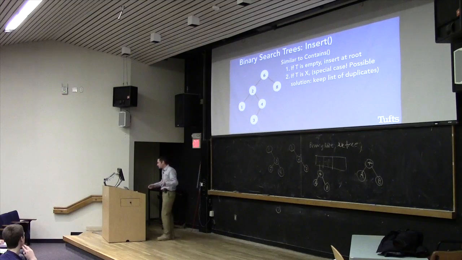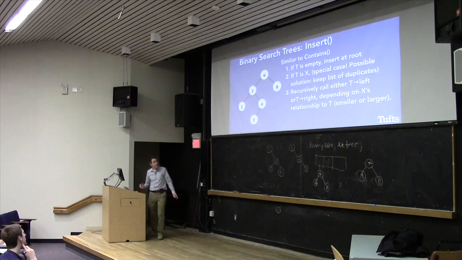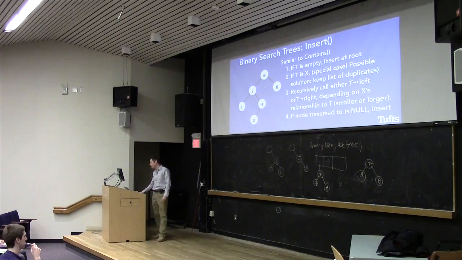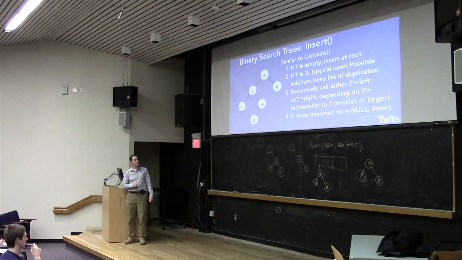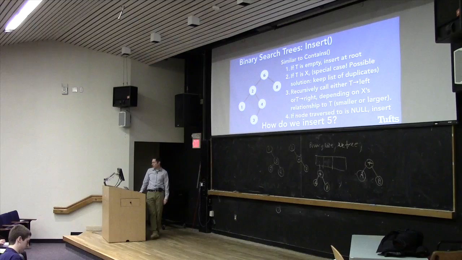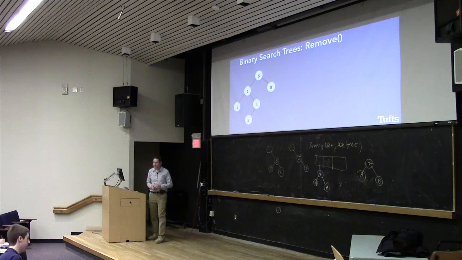OK. So we keep a list of duplicates if it's the same. And then we, of course, recursively call either t left or t right depending on the relationship. Same thing as before. And then finally, if we try to traverse to a null node, that's where your new node actually goes. OK. Not too bad. So far, those have been the relatively easy cases. OK. So now, we talked about how we'd insert 5. We would go left, right, right, boom, it goes right here. Okay. Now we get to talk about remove.